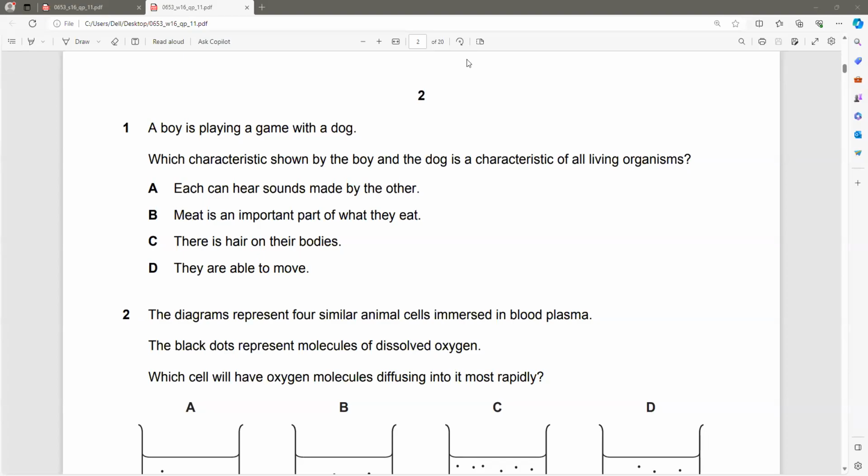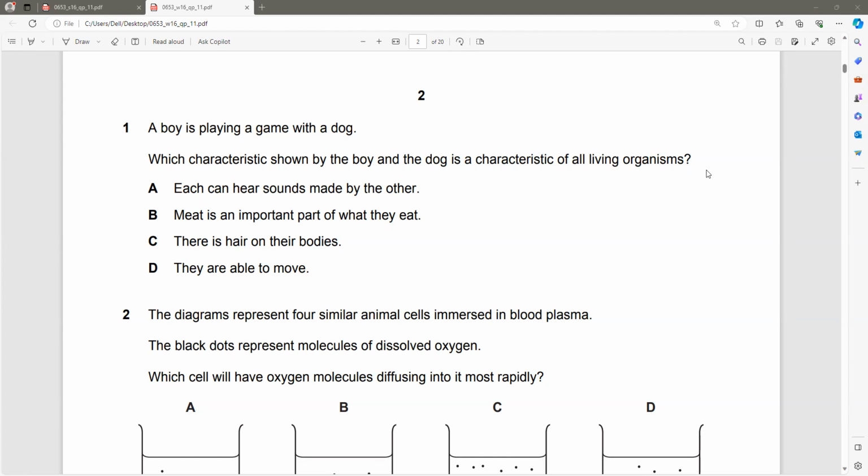So coming to the first question, everybody. A boy is playing a game with a dog. So here also there is a different question. You can see that a boy is playing a game with a dog. Which characteristic shown by the boy and the dog is a characteristic of all living organisms? That is what they are asking. So a dog and a boy, and along with the boy, a certain characteristic, it is for every organism. That is what they are asking about all living organisms.